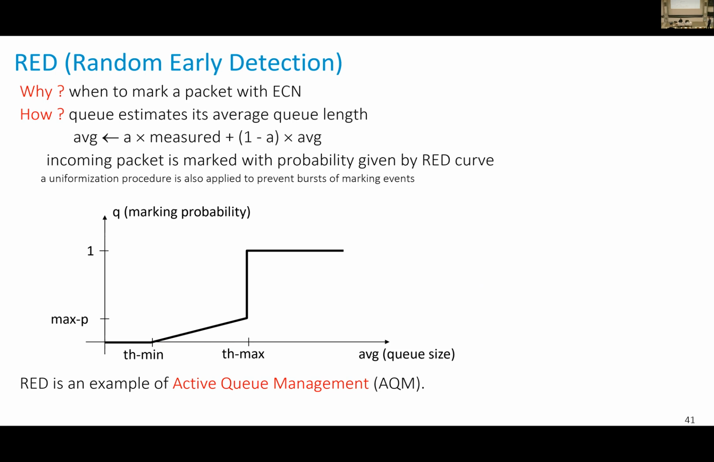It's a bit more complicated. You don't really flip a coin, because if you flip a coin, you might mark 2 packets in a row, so you also manage the spacing between packets. But those are details we can ignore. So essentially, this is where we would like to operate. We keep a P that is not too large, and the average queue size will remain within this region here.